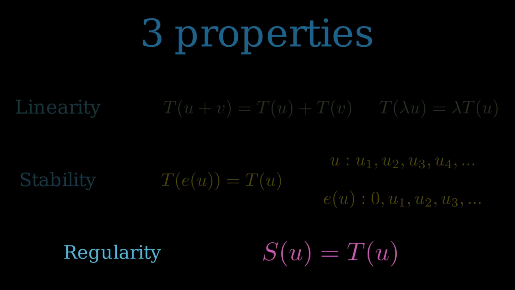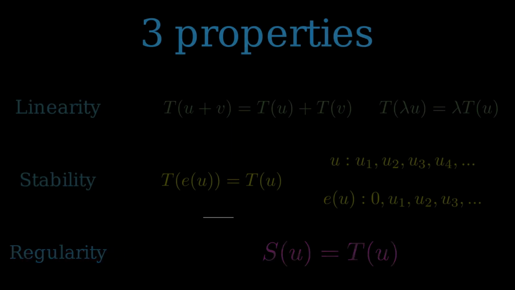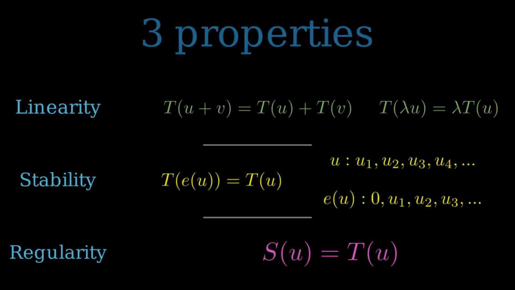Lastly, the regularity says that if the sum of the sequence converges, then the supersum has to be the same value as the regular sum. This makes sure that our supersummation is consistent with the real limit of the sum. And there we have it, the 3 core properties of the supersummation.